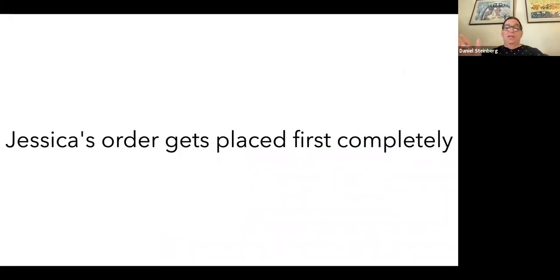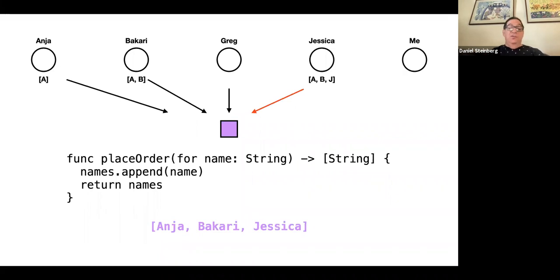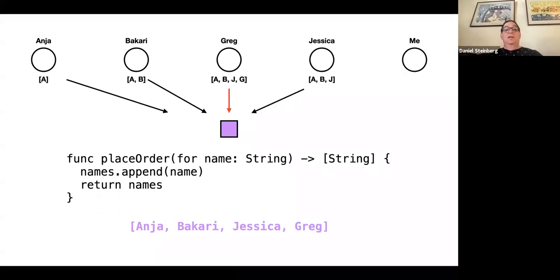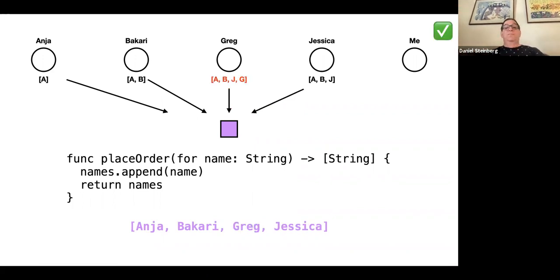Case 2 is the same thing, except Jessica happens to get there first. And in this case, Jessica sees Anya, Bakari, places her order, adds Jessica to the list, gets back ABJ. Greg gets there next. He sees Anya, Bakari, Jessica. He adds his name. He gets back ABJG. Perfect. I say, who's got the most? Greg says, I've got the most. There's the order to complete the order. And in all 4 of them, their name is the last element of the array that they see.